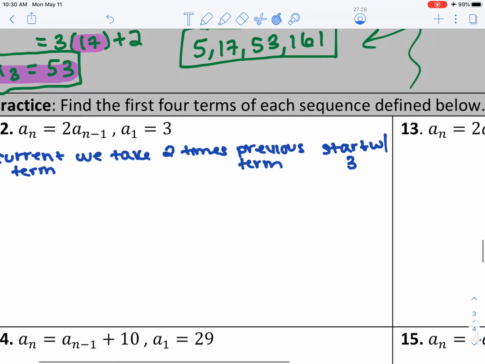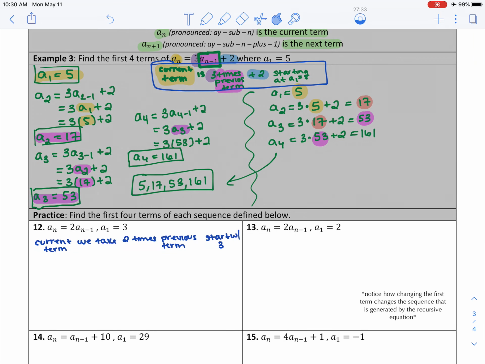Okay, so I'm going to go ahead and leave this to you. Make sure that you're checking the answer key and letting me know if you have any questions about using the recursively defined sequence in 12 through 15 to write the first 4 terms of the sequence.